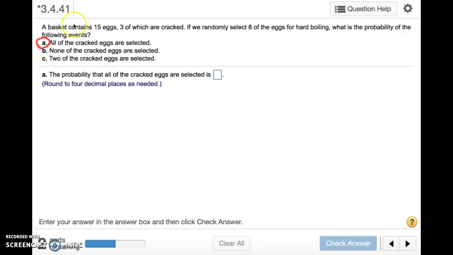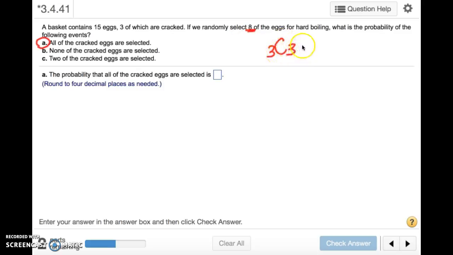All right, so it says, what is the probability of selecting all of the cracked eggs? So that means I am always going to be selecting 8 eggs. 3 of them are cracked. Now, in this scenario, does the order matter in which I select the eggs? No. It doesn't matter, which makes it a combination. All right, so that means I have 3 cracked eggs, and in this scenario, I want to select all 3 of those. So 3C3.